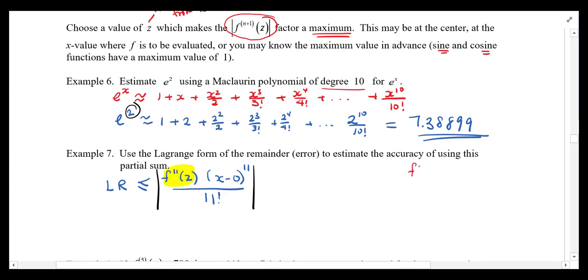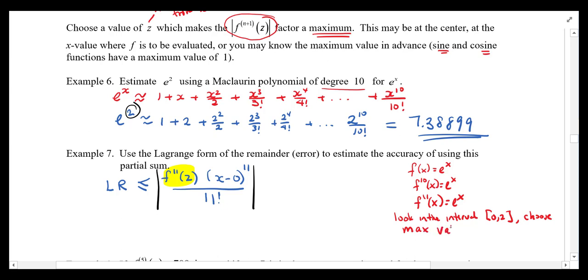Well, I hope you remember that f of x just equals e to the x. So really, the 10th derivative is also e to the x, which means the 11th derivative is also e to the x. Okay, that's good. And so now, remember how I said that x value is 2 and it's centered at 0? So I'm looking in the interval from 0 to 2. And you want to choose the maximum value of the 11th derivative in this interval.